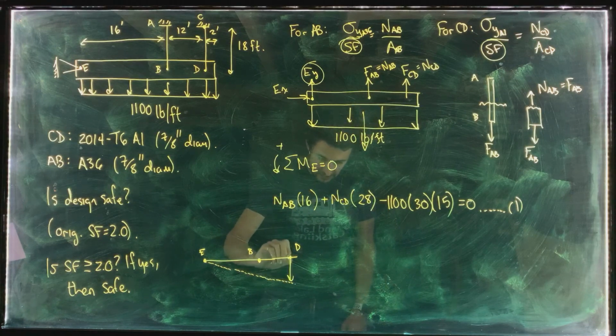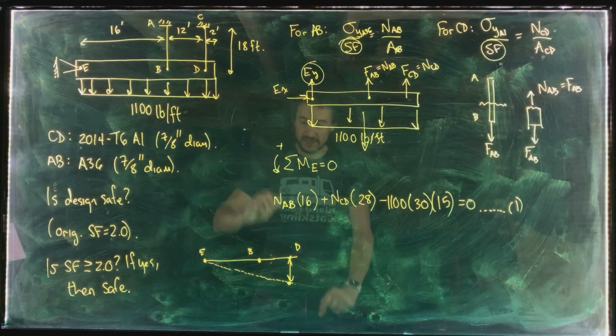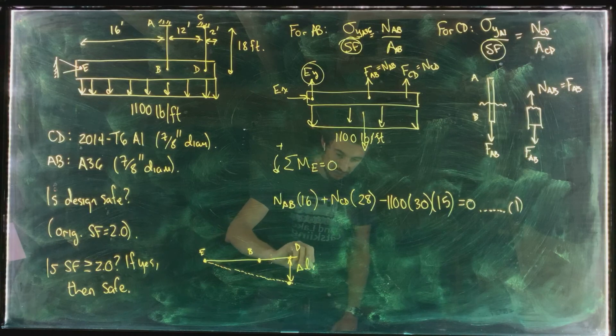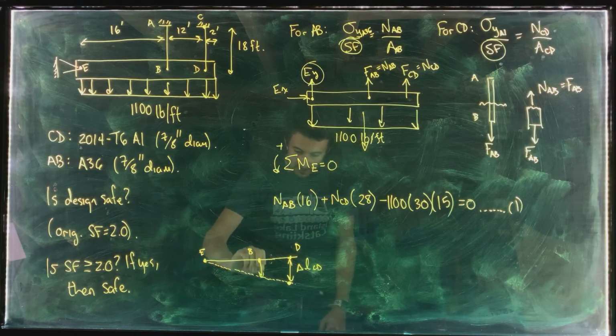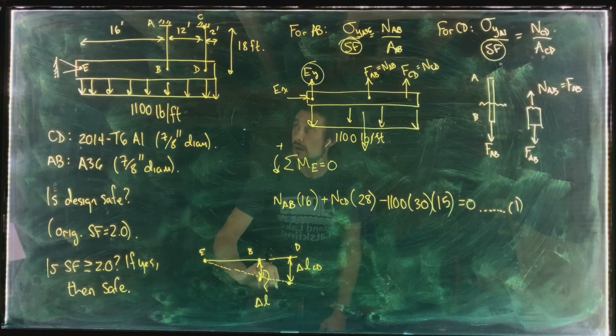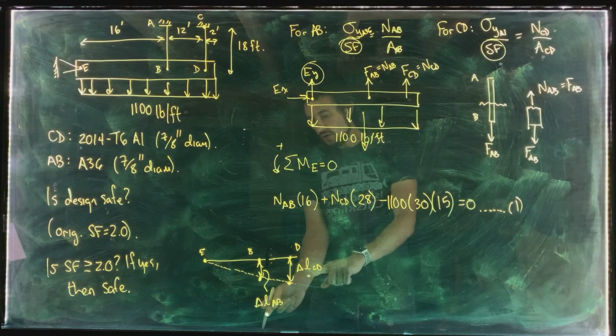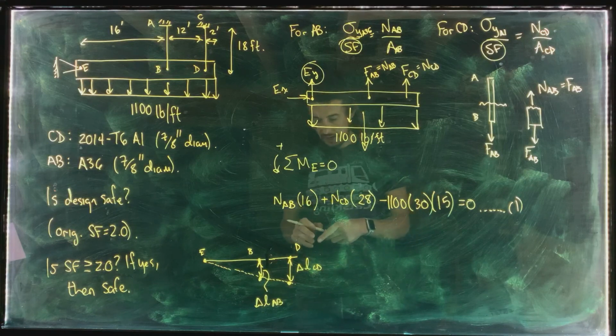This distance here is going to be whatever the change in length of cable CD is. So this is change in length of CD. And this here, similarly, is going to be, actually I shouldn't draw it on that side, I should bring it down here. This is change delta L of AB. Okay? So we can relate these two quantities, again, through similar triangles.